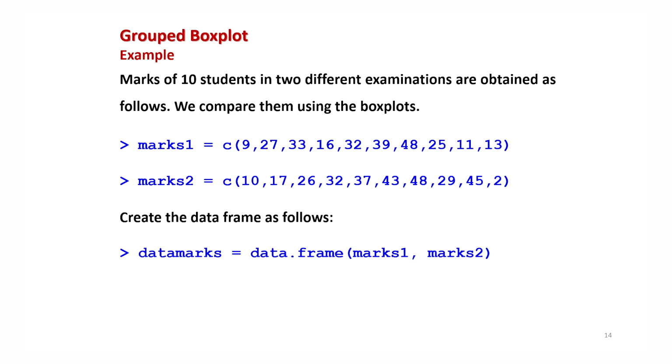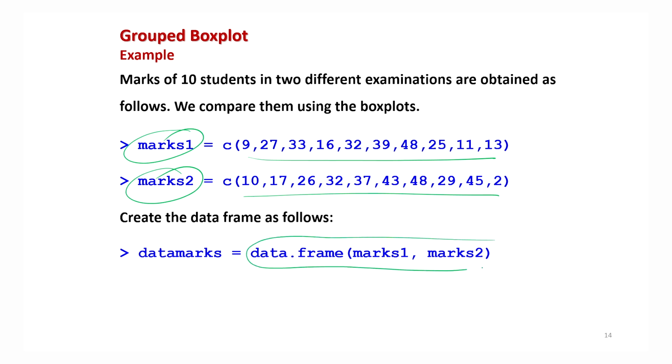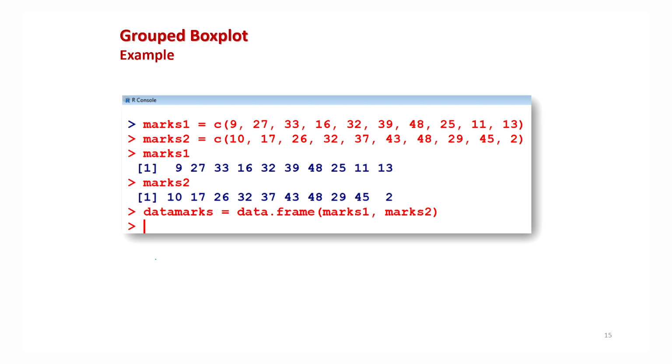Suppose the marks of 10 students in 2 different examinations are obtained, and we want to compare them using box plots. So these are marks 1 and marks 2, and now I want to create a data frame. I create a data frame by writing the command data.frame inside the parenthesis marks 1 comma marks 2, and it is stored in data marks, right. So now, this is the screenshot.